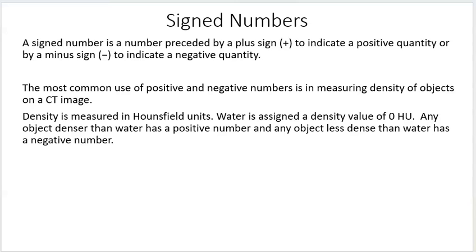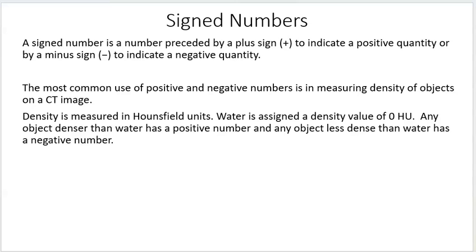Signed numbers. A signed number is a number that's preceded by a plus sign to indicate a positive quality and a minus sign to indicate a negative quality. The most common usage of positive and negative numbers is in measuring density of objects, particularly on a CT image. Density is measured in Hounsfield units.